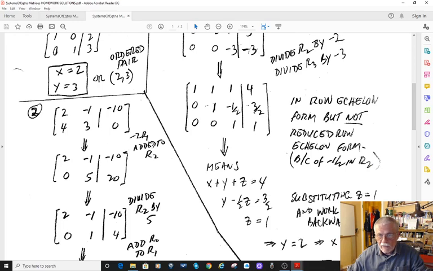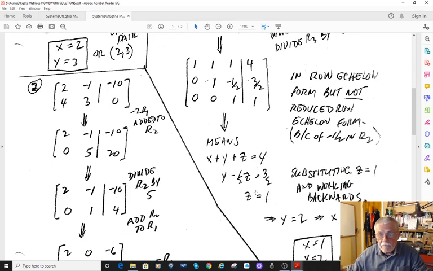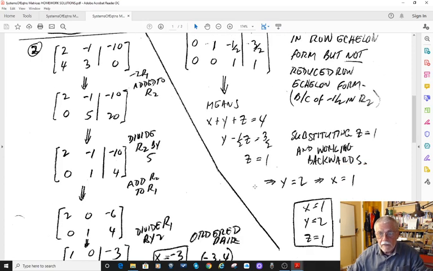Okay, so at this point, I go back to the world of equations. This is z equals 1. And I backwards substitute. So if z is 1, I'm now going to put it to here. This is y minus a half z equals 3 halves. And I'm going to sub in. Okay. And what do I get?